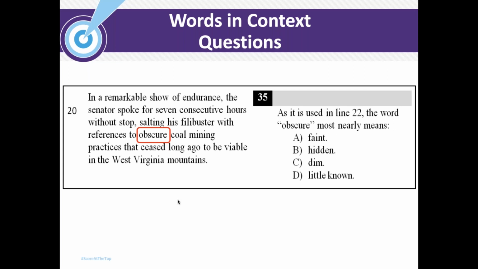So I find it in context. And then I start thinking about, well, faint doesn't work there. If I tried to substitute in faint, that doesn't make sense with the sentence. Same with hidden. Nothing is hidden away. Dim and faint are similar, talking about light, even color even. So we're not talking about the ability to see coal mining practices. And again, process of elimination, I can feel pretty confident that little known is going to be the best answer choice because that's the one I haven't ruled out. So I'll circle that one and move on.